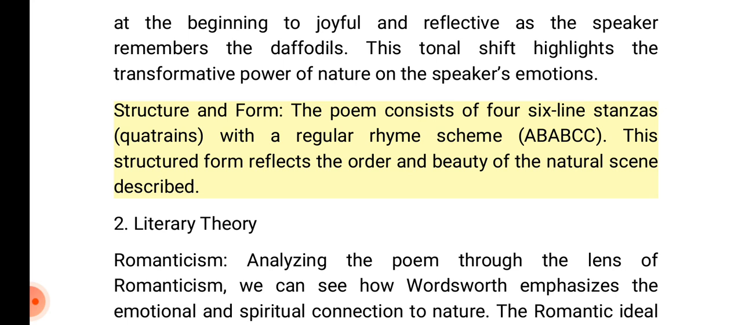Structure and form. The poem consists of four six-line stanzas with a regular rhyme scheme ABABCC. This structured form reflects the order and beauty of the natural scene described.